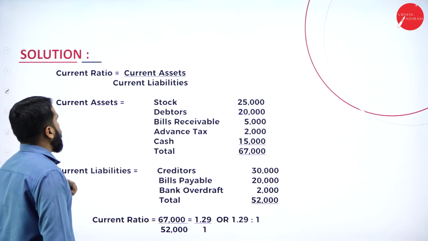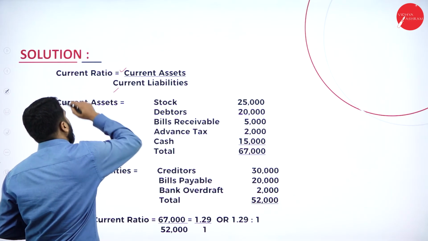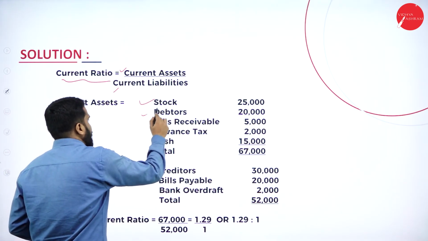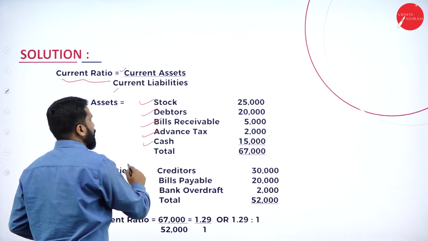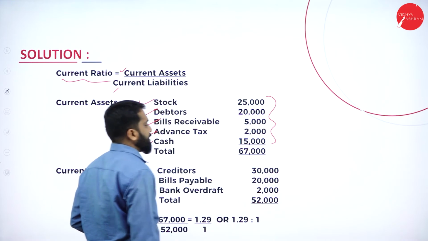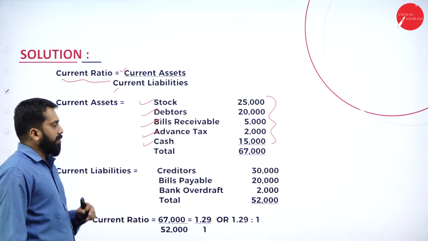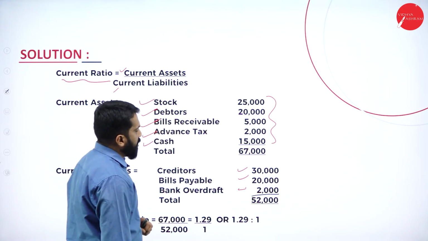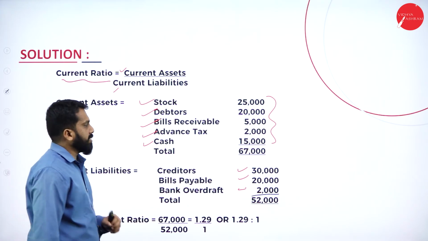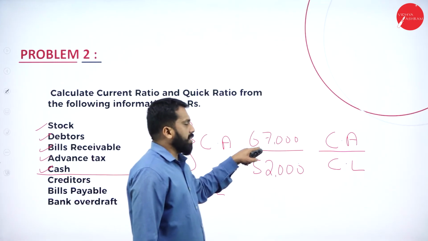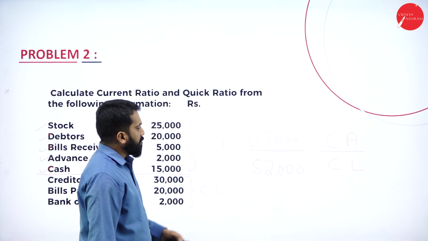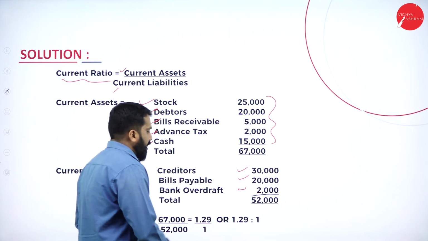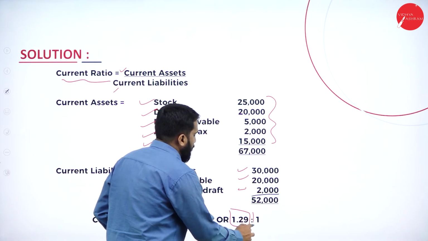What is the total? Your current asset divided by current liability, we call it current ratio. Now, stock, debtors, bills receivable, advance tax, cash, all put together, you will get 67,000. Now, in this, your creditors, bills payable, bank overdraft, all put together, you will get how much? 52,000. See, 67,000 as per our calculation and 52,000 as per our calculation. Now, 67 divided by 52, your answer is 1.29 to 1.